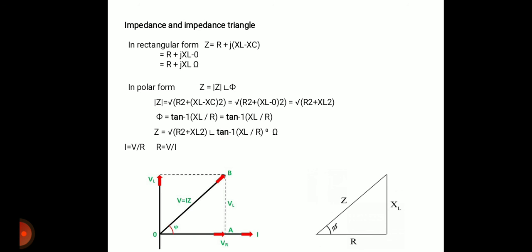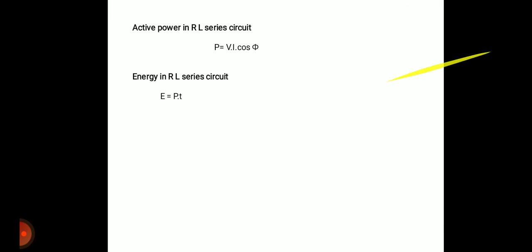Impedance is given in this slide, and from the voltage triangle we get the impedance triangle by dividing each side by current. This is the formula for active power and energy consumed by the RL series circuit. So with this we are going to stop here.